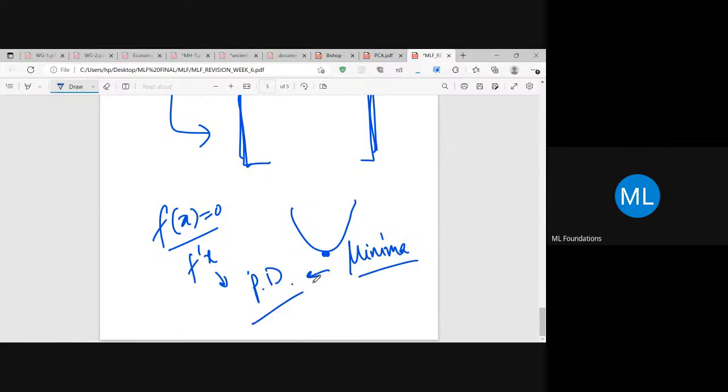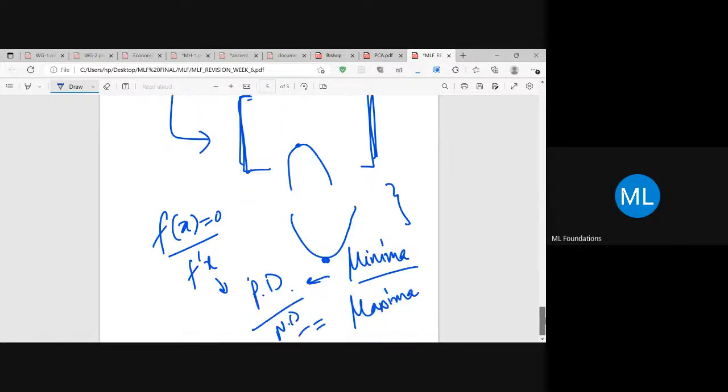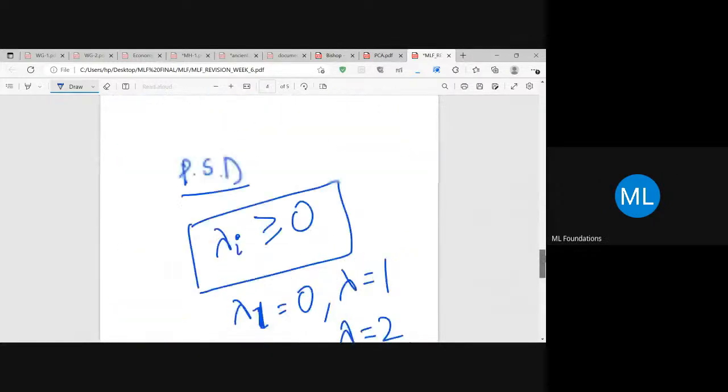Similarly, if this is a maxima, this function would be behaving like this, right? This is a maxima, then this will be negative definite, right? Yes, sir. Okay. Any doubt in this till now? No, sir.